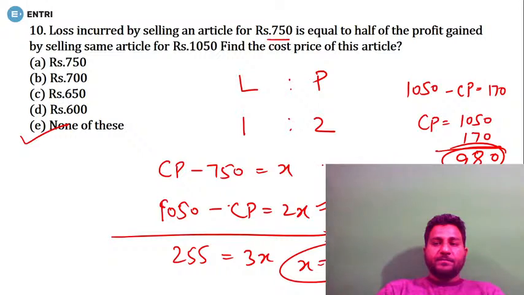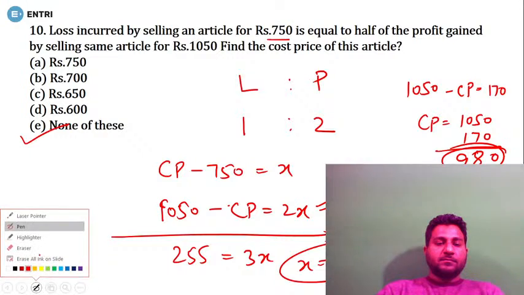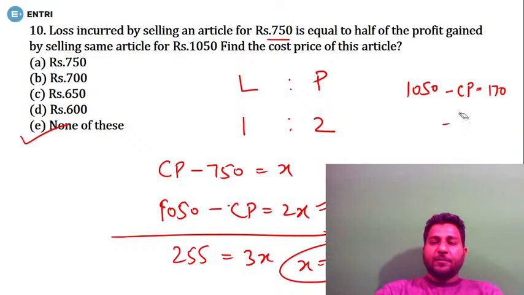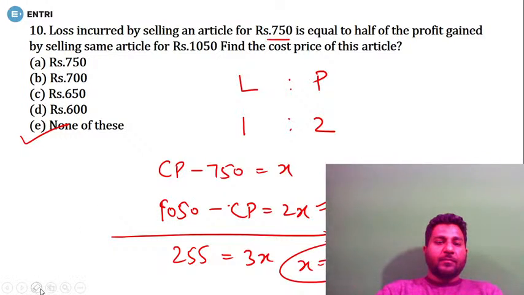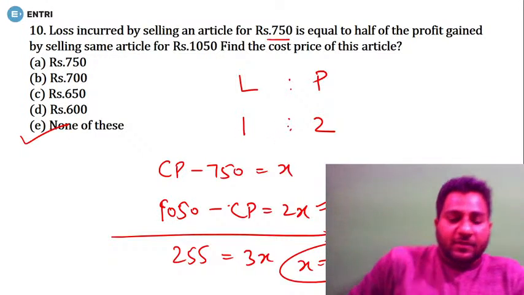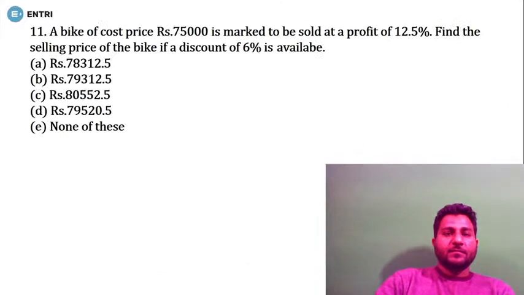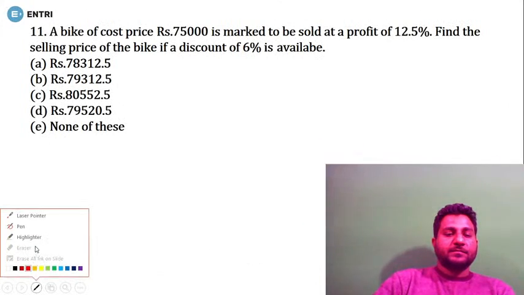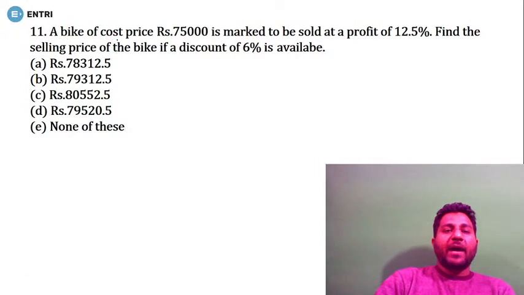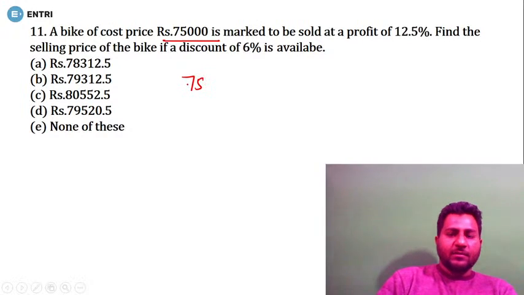Got it? I think something is missing here. Have you got this? Okay. Next question. Look, a bike of cost price 75,000. Okay, might be the calculation error.